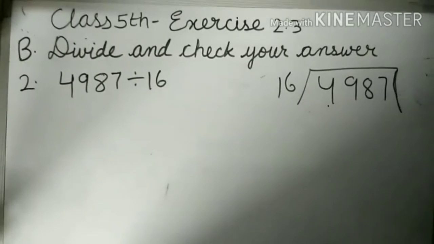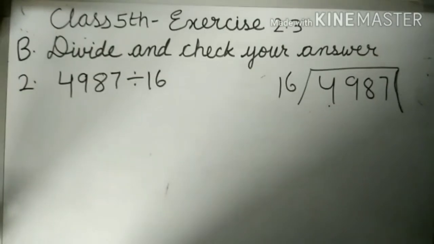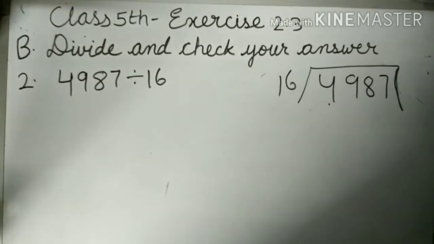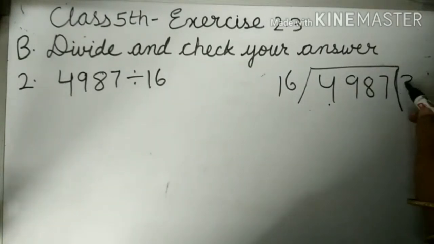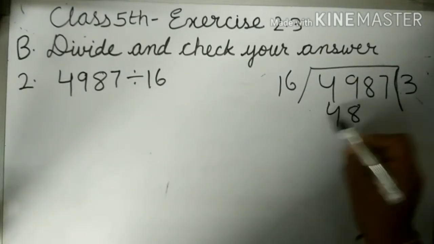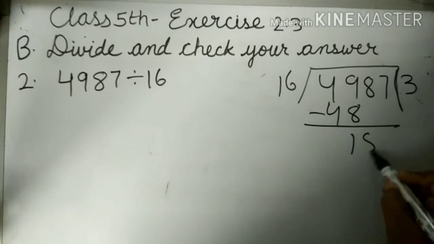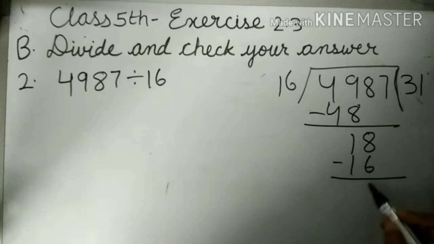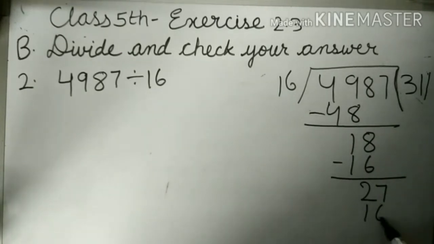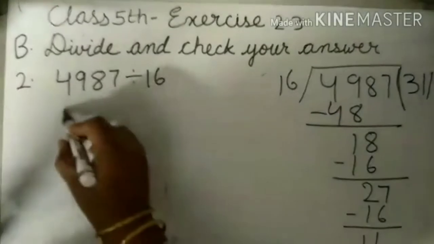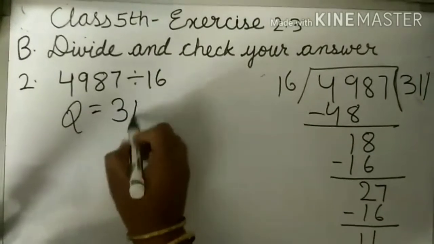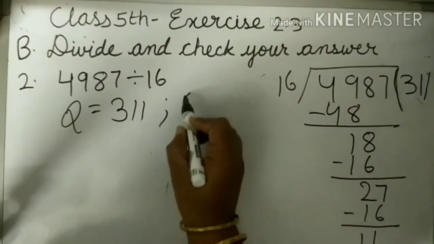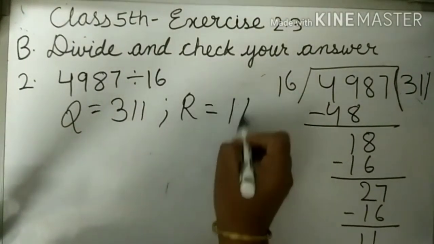Now, second part is 4987 divided by 16. So first we divide these numbers. 16 threes are 48 minus, 1, 8, 18. 16 ones are 16. Remainder is 2. Then we write 7. Again 16 ones are 16. So remainder is 11. Okay. Now, quotient is 311 and remainder is 11.